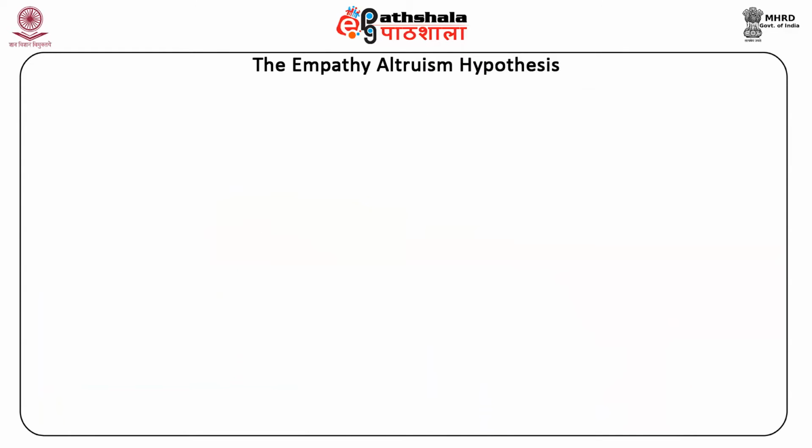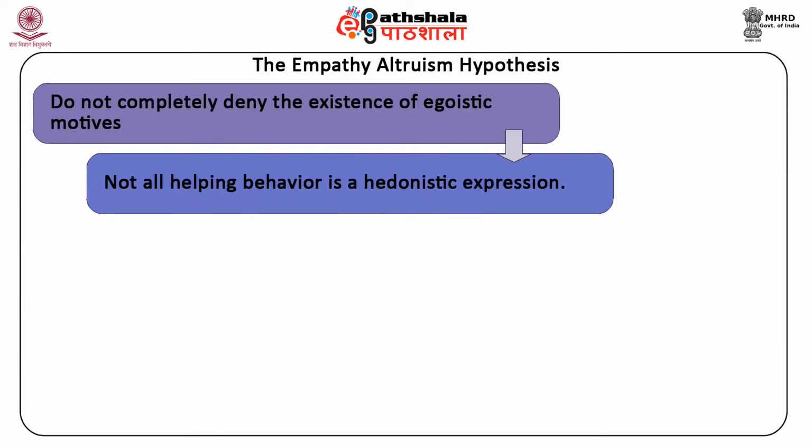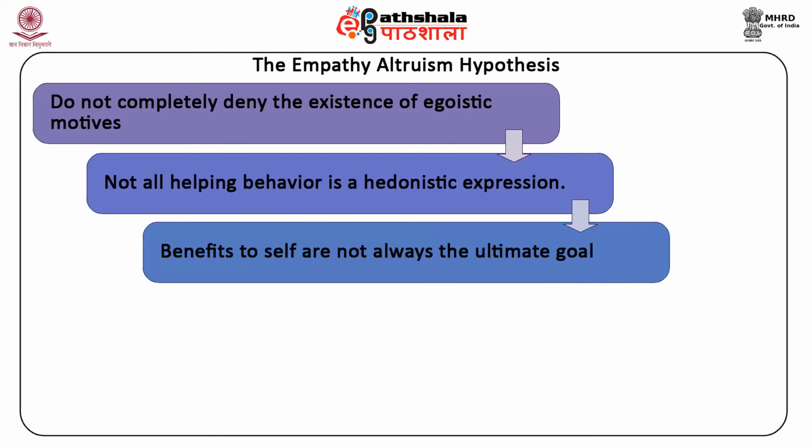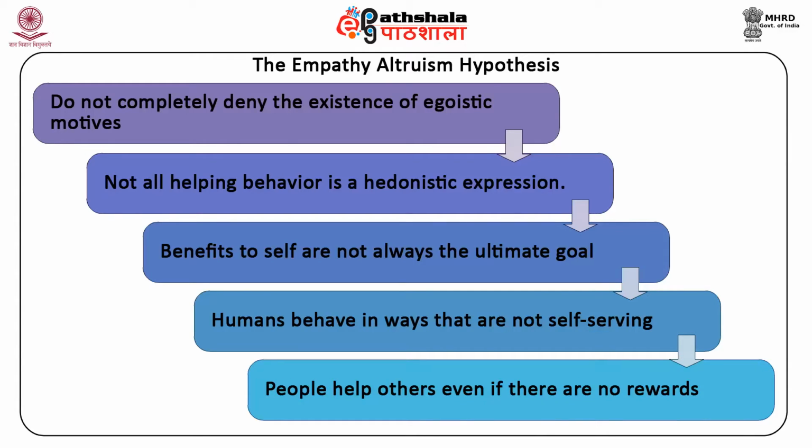The advocates of the empathy altruism hypothesis do not completely deny the existence of egoistic motives for altruistic behavior, but they put forward that not all helping behavior is a hedonistic expression of human selfishness. Benefits to self are not always the ultimate goal for engaging in prosocial behavior. In fact, they many times are unintended consequences. It has been suggested that it is naive to assume that humans behave in ways that are not self serving, but there is much evidence to suggest that people are prepared to help others even if there are no rewards for such behaviors.